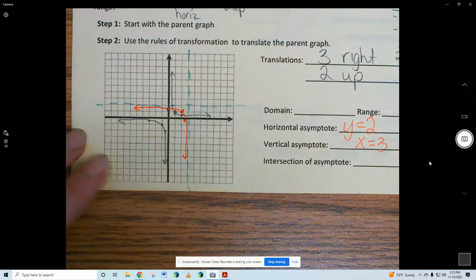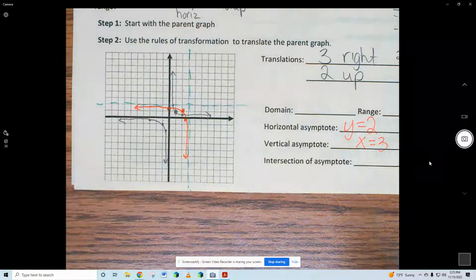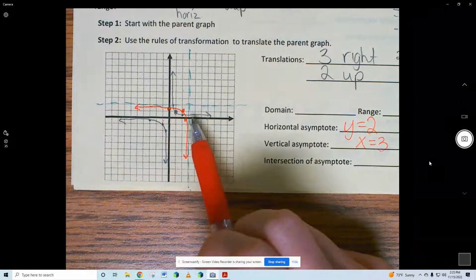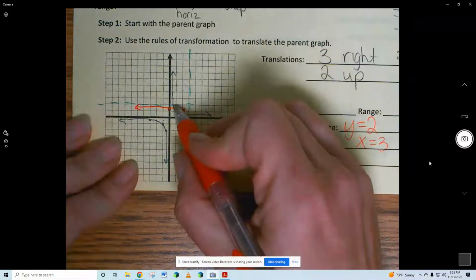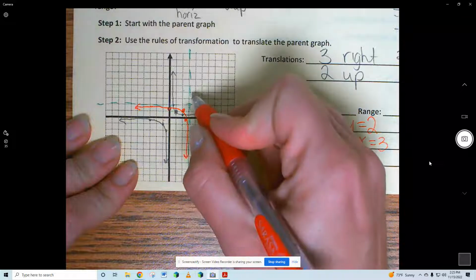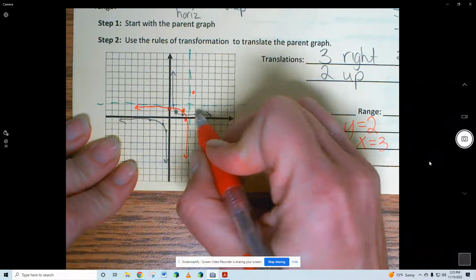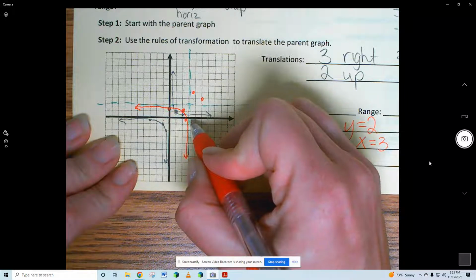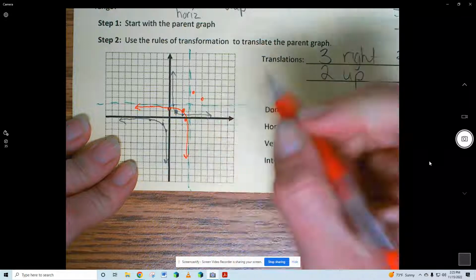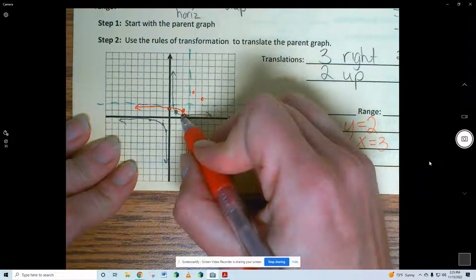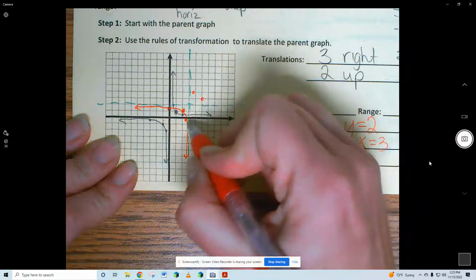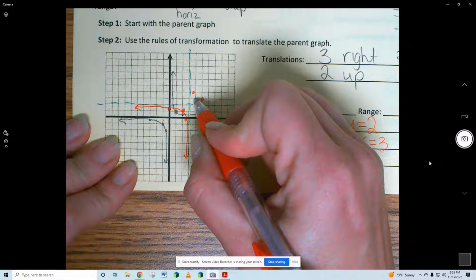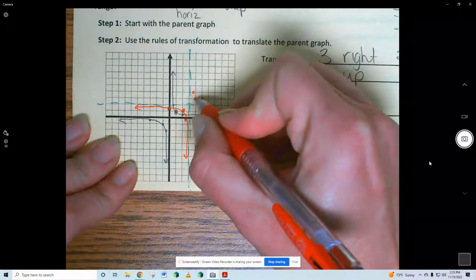Then I'll do my quadrant 1 graph. 3 to the right, 2 up. 1, 2, 3, 2 up. 1, 2, 3, 2 up. Well, 1, 2, 3, 2. No. 1, 2, 3, 2 up. Sorry, I was off by a little bit. It's like this.